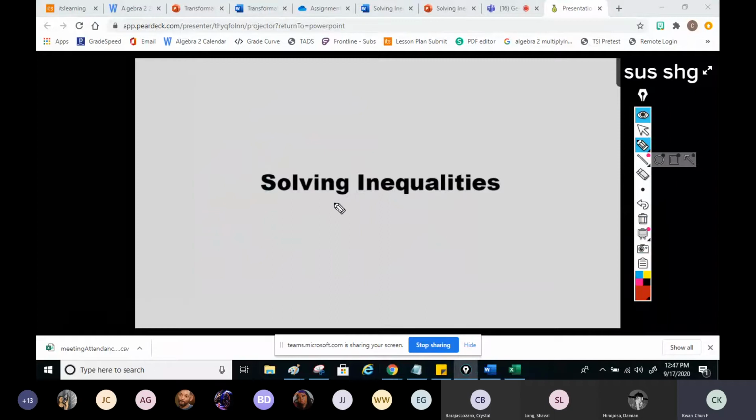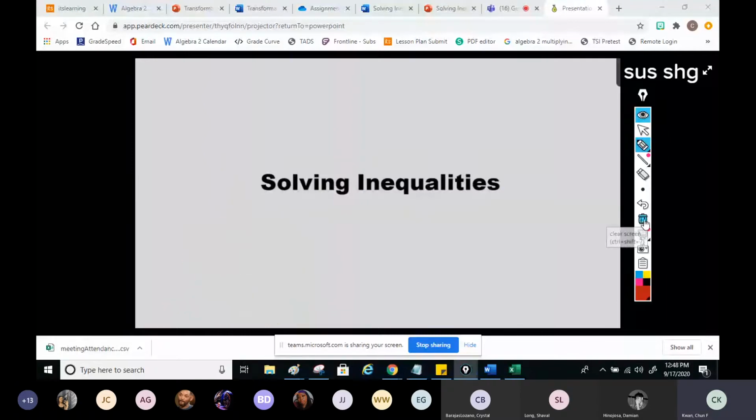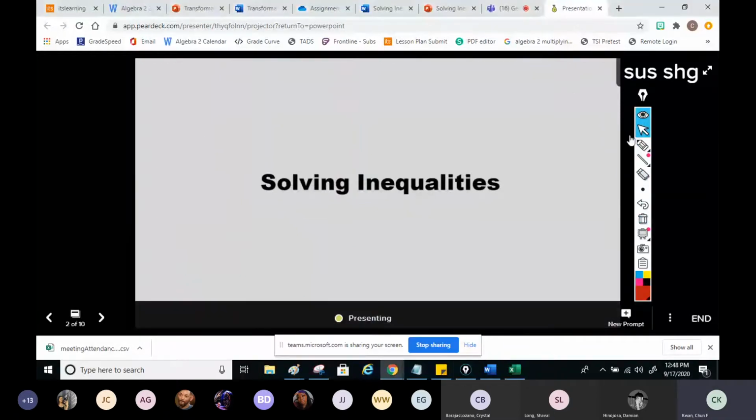Today we're talking about solving inequalities. We've been graphing inequalities. We've been giving you something and asking you to graph it, and then you have to give me a number line and find where 18 is, and then go to the right, something like that. I already gave you the inequality, and you graphed it. But this time, I want you to solve it instead. So let's take a look at how to solve these.